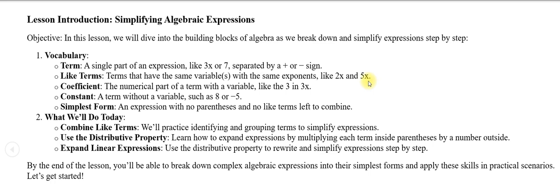We also have the coefficient, which is the numerical part of the term that has a variable. So if we're talking about 3x, the 3 inside of that term is considered to be the coefficient. A term that does not have a variable is considered to be a constant. An example would be 8 or -5. But notice that there is no variable attached to either of those terms, okay? Those are constants.